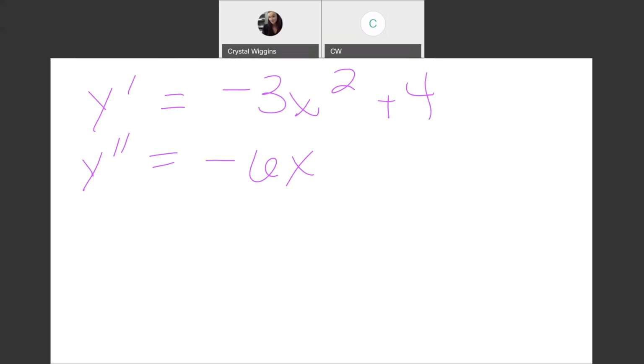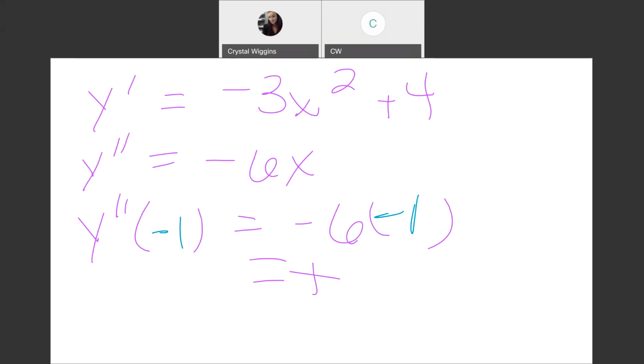All right, so let's put in second derivative at a number. Okay, let's test -1. So we have a negative times a negative over here, which is going to give us a positive. So we can mark that we are concave up to the left of 0. We're still concave up. Let's take a look at +1.